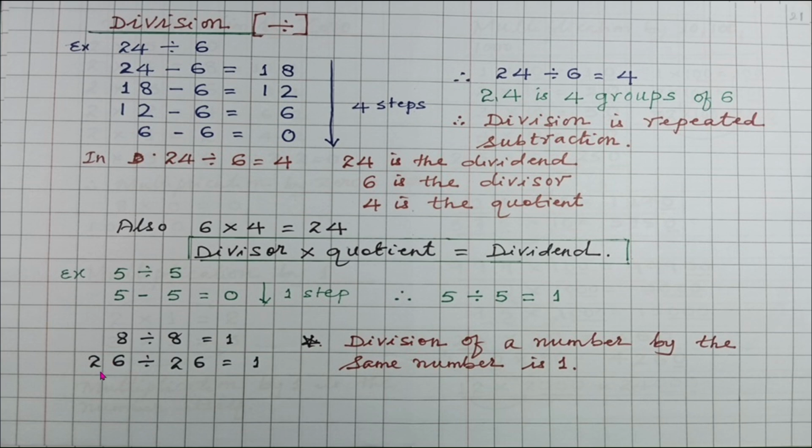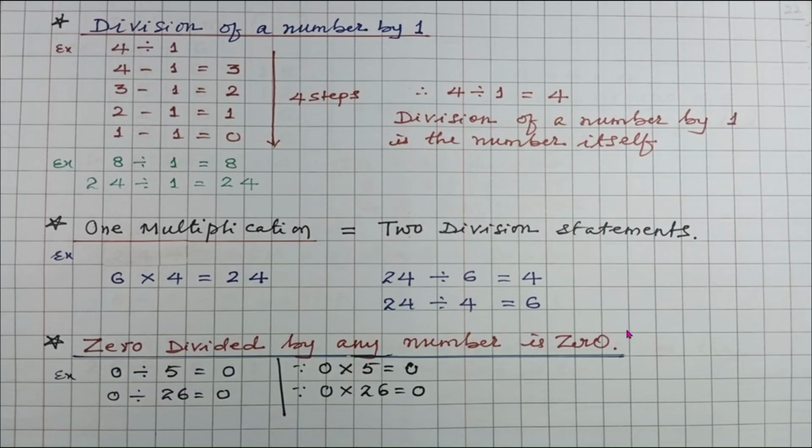8 divided by 8 is 1. 26 divided by 26 is 1. So division of a number by the same number is 1.